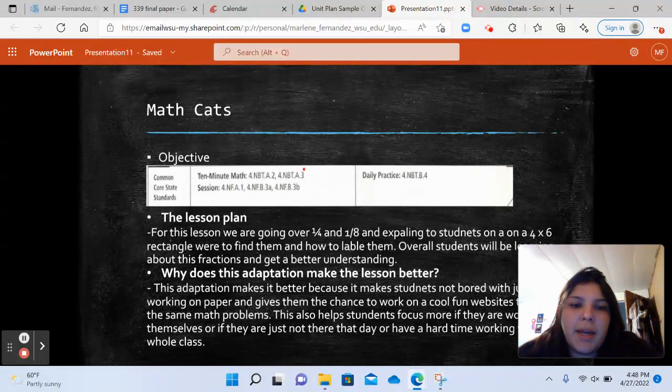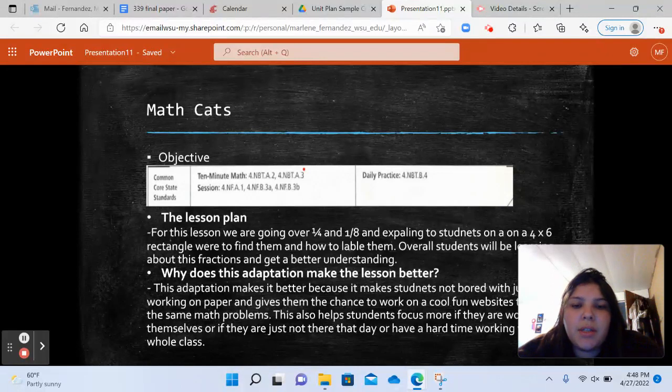Okay, Math Cats. So the lesson plan that I did was on fractions. You had to go over with the students and show them how to find the fractions on a 4x4 rectangle. Overall, it was just about fractions and getting a better understanding of what it is and how to look for it and how to place it on a graph.